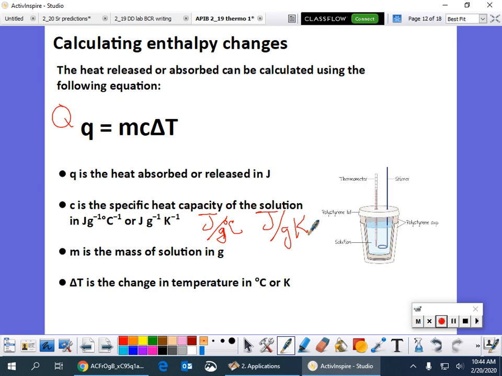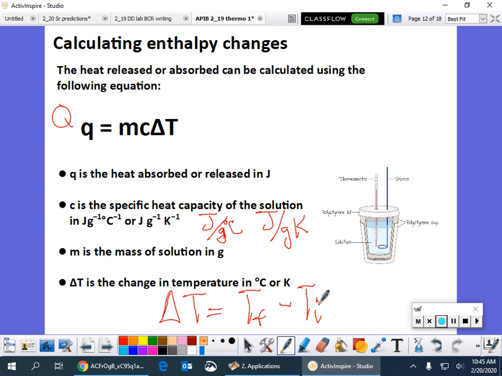Delta T. Delta has a number of meanings in a lot of different fields. Most of the time, it symbolizes change. So it's going to be the change in temperature, again, either in Celsius or Kelvin, and which one that is going to depend on what units you have your specific heat in. The change in temperature, as with everything, is going to be the temperature final minus the temperature initial.